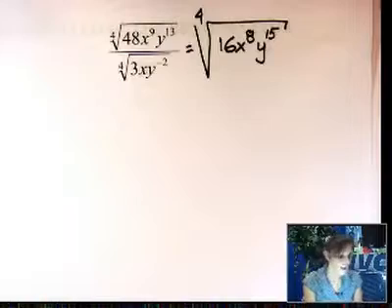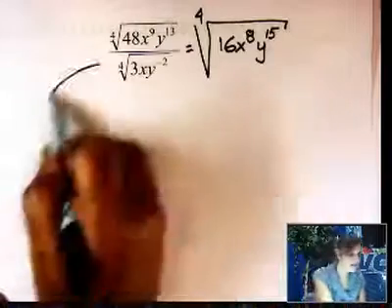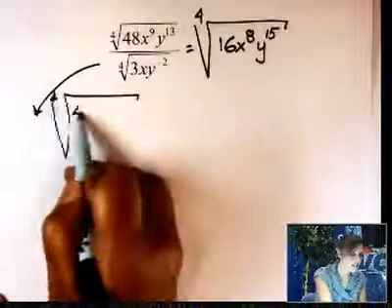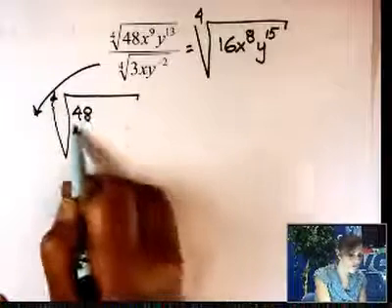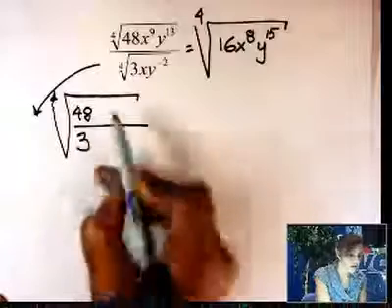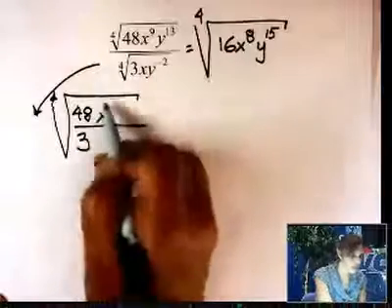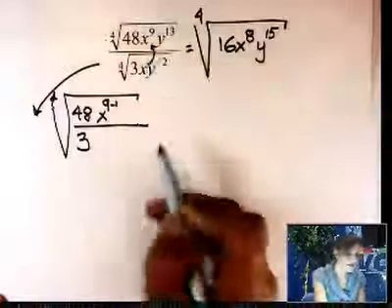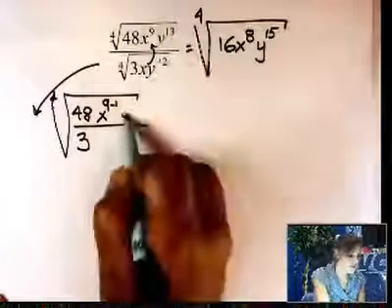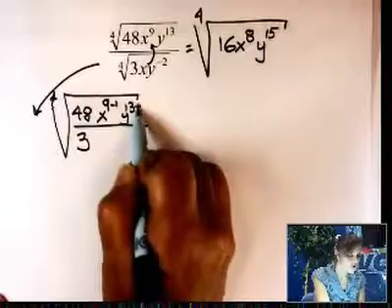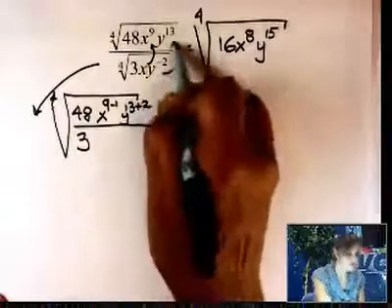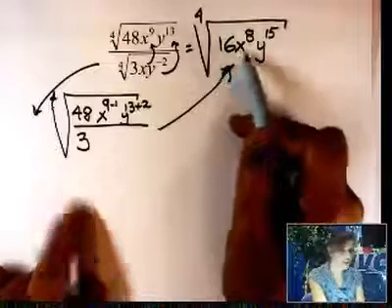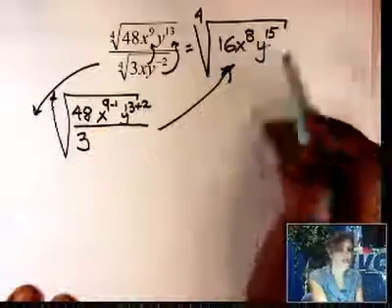Okay. Now, you can have this intermediate step, so let me write this down. Let's see. This may be too fast. 48, you have 3. So you have x. You have 9 minus 1 when this x moved up. And this one is 13 plus 2 when this moved up. So that will give you 16, x^8, y^15.